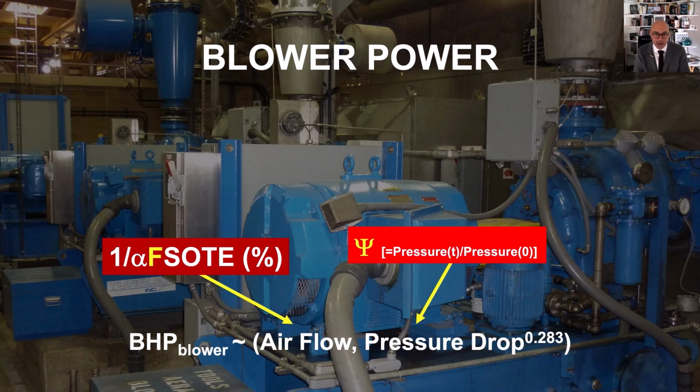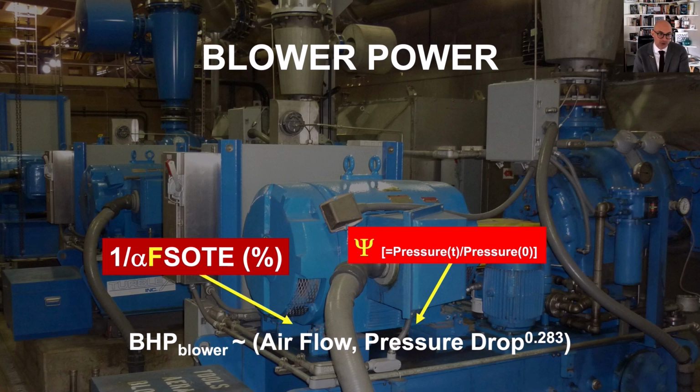So the blower power was proportional to the airflow. And earlier I said there was also a correction for pressure. Let's bring it in. So the blower power is proportional to the airflow that the blower discharges and the pressure drop of the discharge of the blower to the exponent 0.283, which is the adiabatic compression ratio for air.